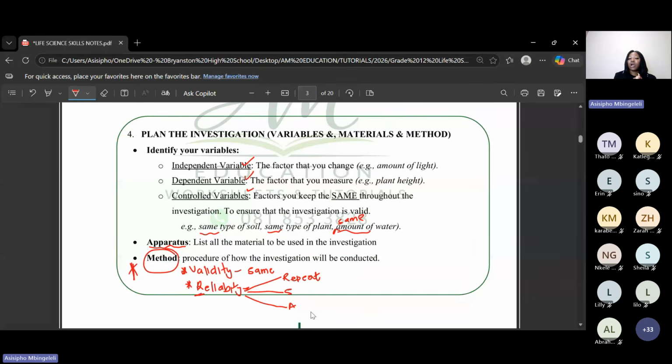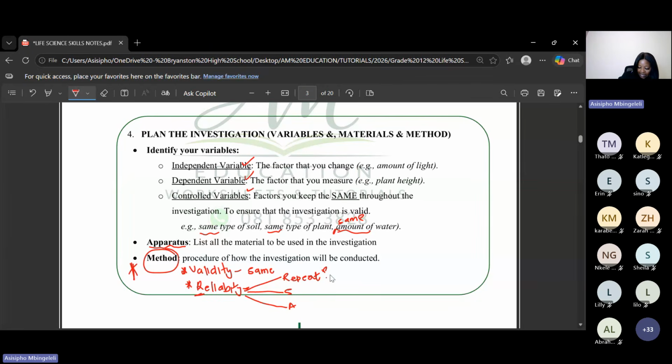Now, if they ask you how the investigator ensured reliability, you are going to check the investigation and you are going to find that in the method or the abstract, have they repeated the investigation? If they have done so, you answer, the investigation was repeated. You get a mark. Because what would have been your question there? The question would have asked, how did the investigator ensure reliability? You check, was it repeated? If it was not repeated, you can't say it was repeated while it was not, right? Because there in the abstract or method, they would have mentioned how the investigation was done.